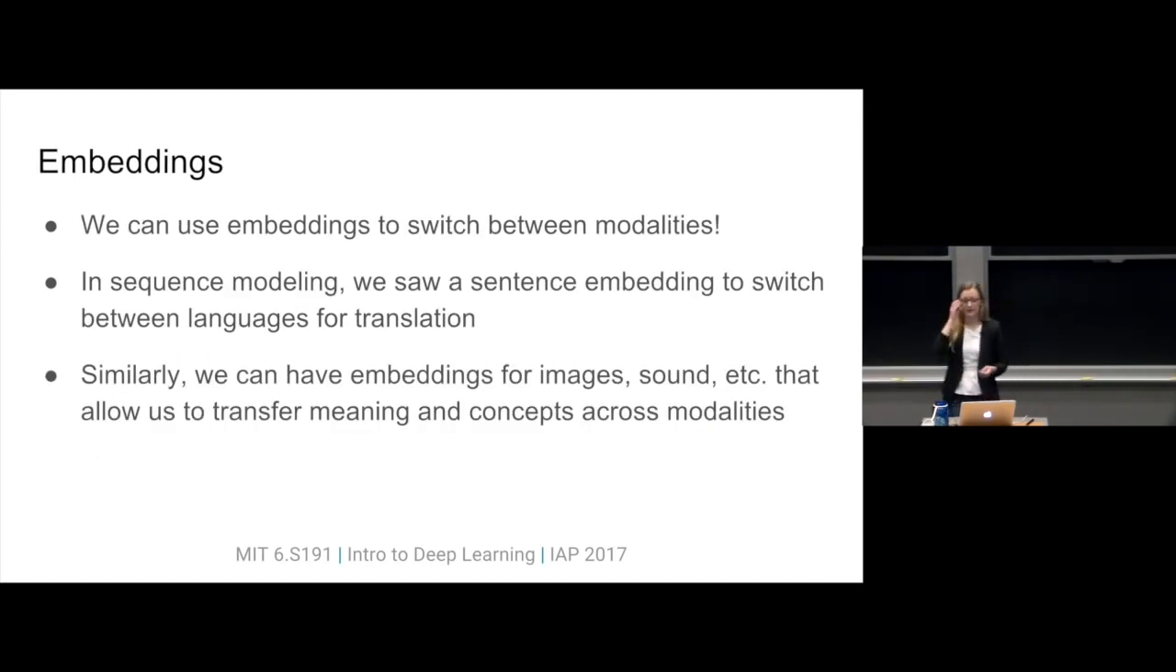So in general, we can use embeddings to switch between modalities. So if you remember in the sequence modeling lecture, we were looking at a sentence embedding for a translation model. So we had one model that would take in an English sentence and create this state or sentence embedding, which was fed into another model, which takes the sentence embedding and spits out a French sentence. But we can also use this to convert between different modalities. So we can have embeddings for images or for audio or for any modality. And we can use this to convert at a higher level of meaning.